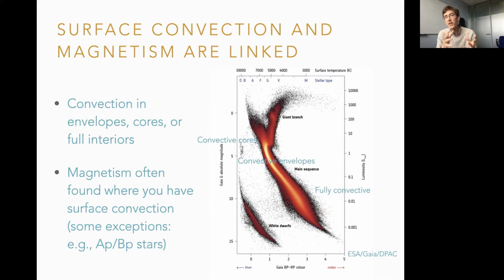You tend to find that magnetism is common in those stars that have a surface convection zone, and it's pretty rare otherwise. So if you go up to the upper mass end, magnetic activity is nowhere near as prevalent. There are some exceptions to this, the so-called magnetic Ap or Bp stars, which I'm happy to talk about if you like, but they're the exception rather than the rule.